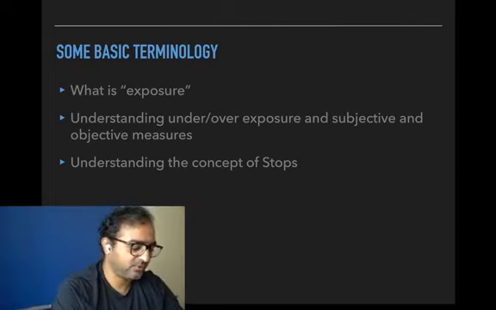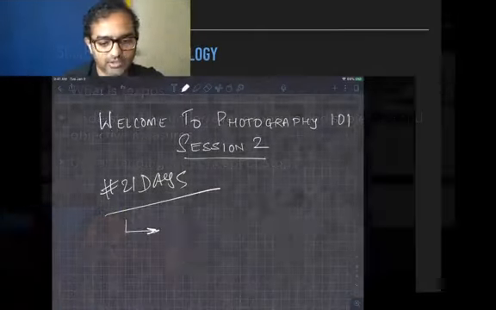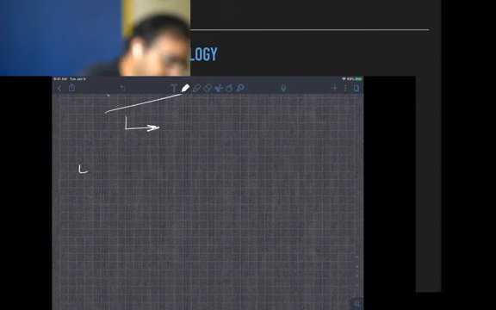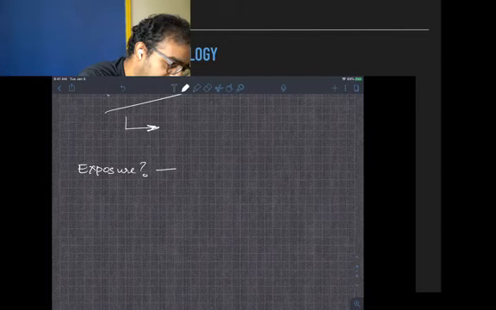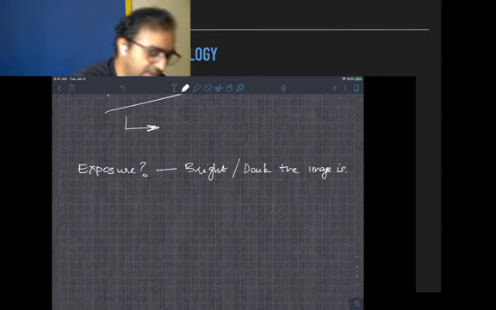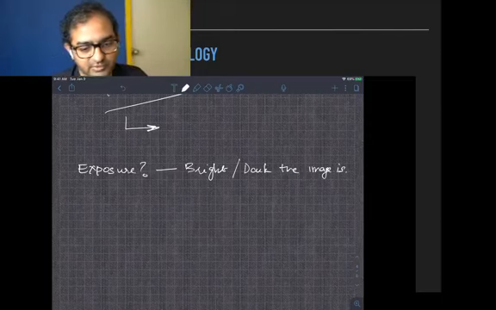Let me put that on our whiteboard. Let me just write that down. So what is exposure? Simply how bright or dark the image is. That's all it means. So how bright or dark is the image? That's what exposure means.